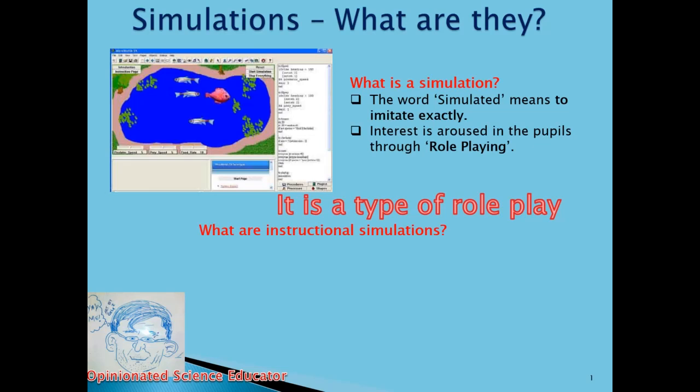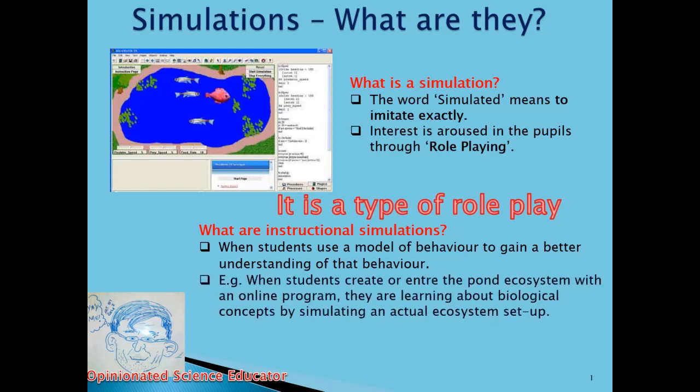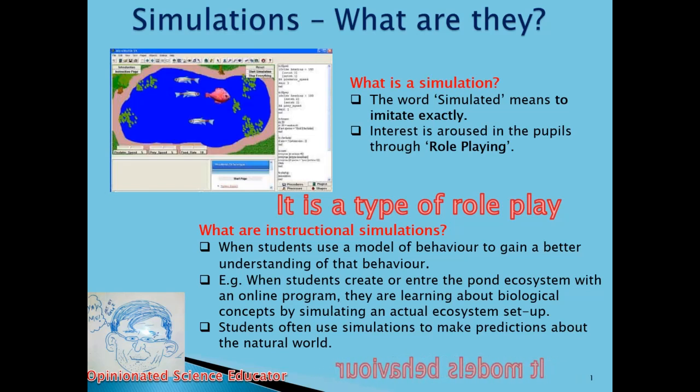Now, what are instructional simulations? An instructional simulation is when students use a model of behavior to gain a better understanding of a particular behavior or a trait or whatever you're looking at. For example, when students create a pond ecosystem with an online program, they are learning about biological concepts by simulating an actual ecosystem setup. Students often use simulations to make predictions about the natural world, and so it will develop higher order thinking skills. So it models behavior.